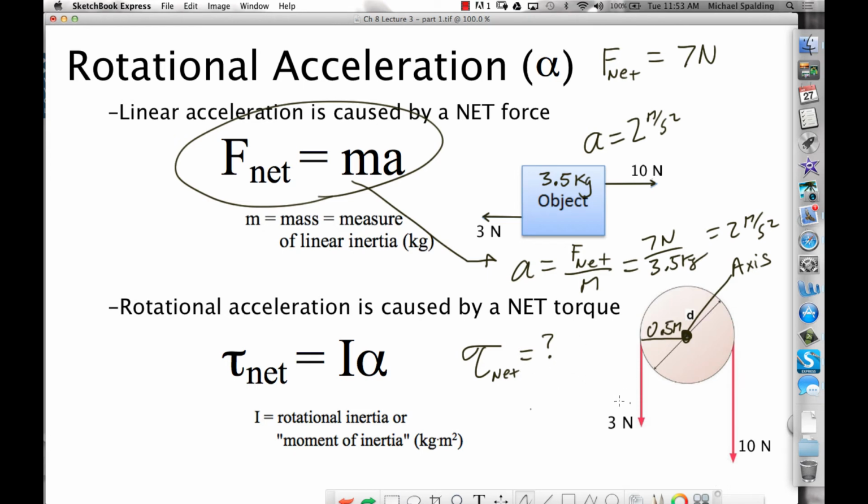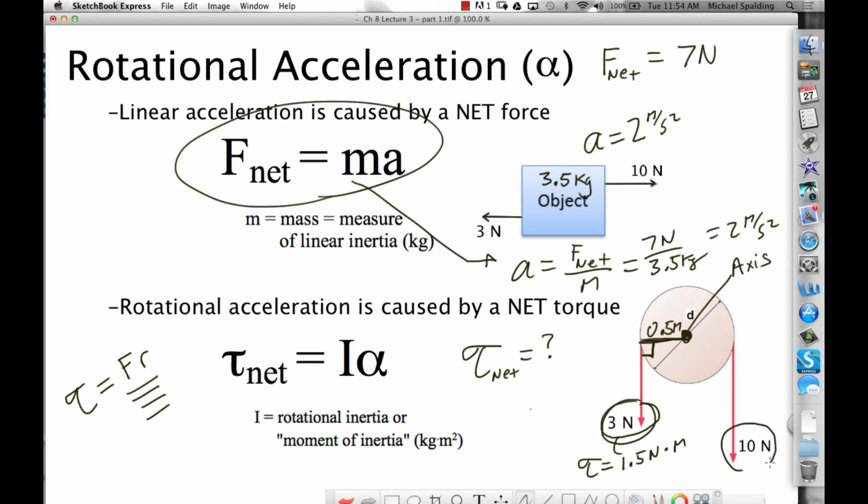Okay, so how do we figure out the net torque? Well, remember, what's the basic equation for torque, which you now already know? Torque equals force times lever arm. And the key thing when you use this equation is that the force and the lever arm must be perpendicular. If the radius of this wheel is 0.5 meters, what's the torque from this force here? It'd be 1.5 newton meters, right? Because you go force times distance from the axis. That's the lever arm, and they're perpendicular. So 3 times 0.5 is 1.5.